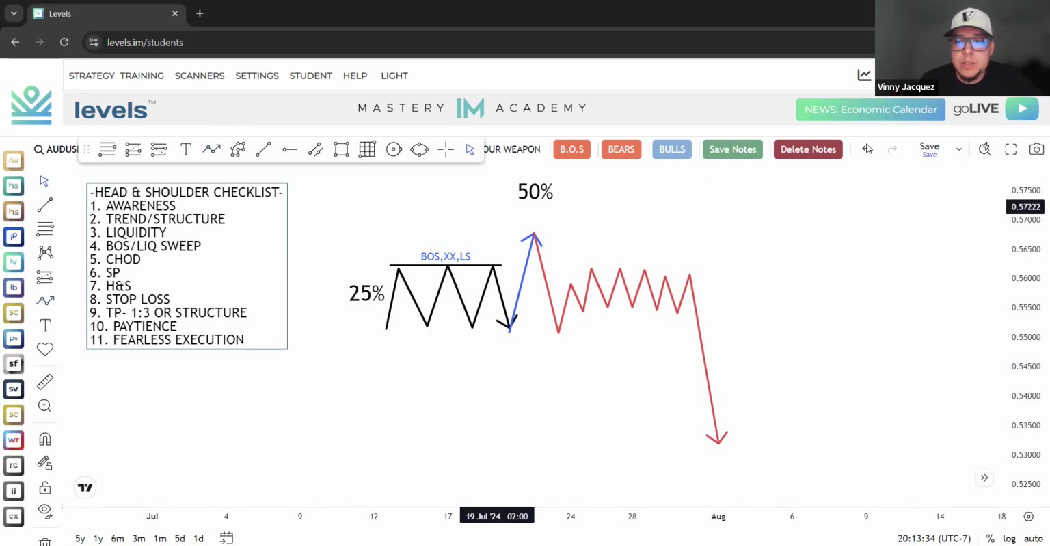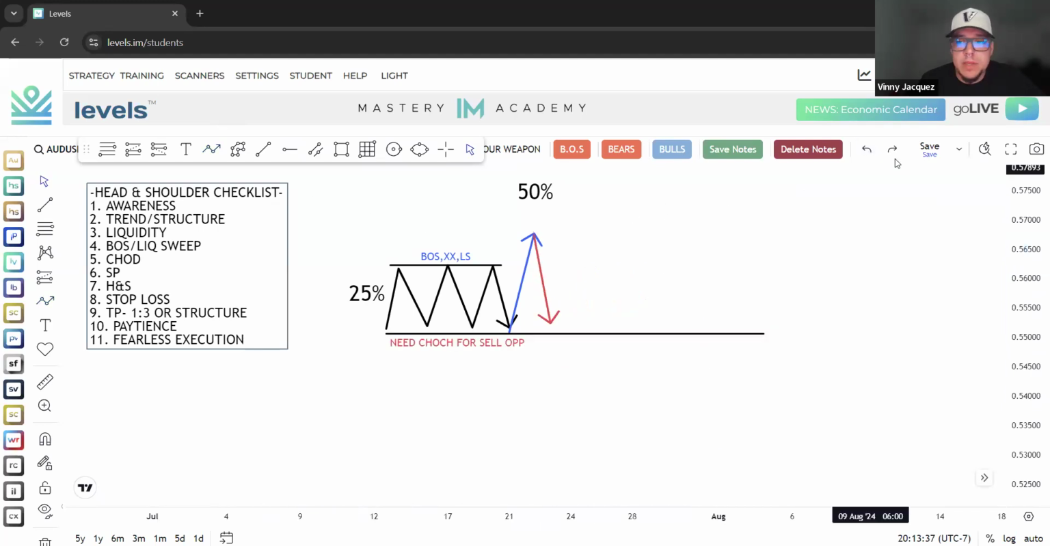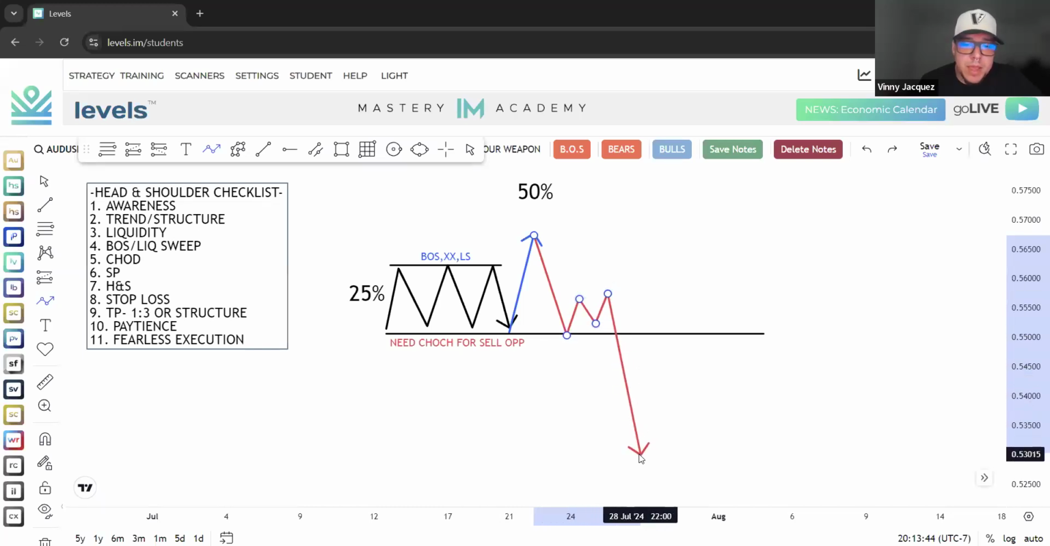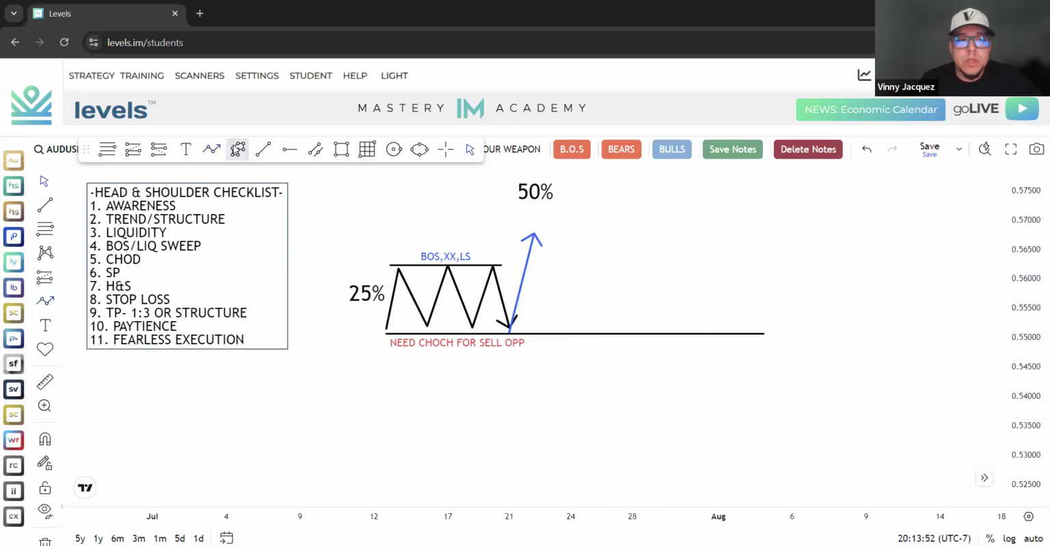I don't want the wicks to mess around. I want the whole body. I want the whole shebang. I want everything down here, right? I want the whole candle to break and close below that black line, right? So once that happens, guys, this is called the change of character. This lets me know that I now have a sell opportunity.